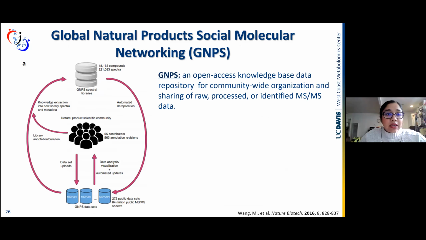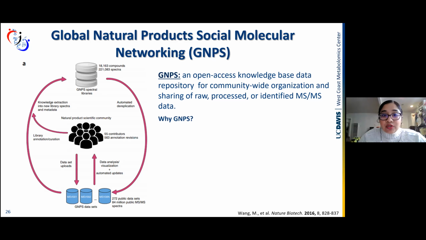So GNPS is also a place where someone can access mass spectral libraries. GNPS stands for Global Natural Product Social Molecular Networking. And though it does exist in MONA, you can also use GNPS on its own. It's an open access knowledge base data repository for community-wide organization, which enables sharing of process data, identified data, library data, reference data in the community. So it's really community driven, which I really, really appreciate.